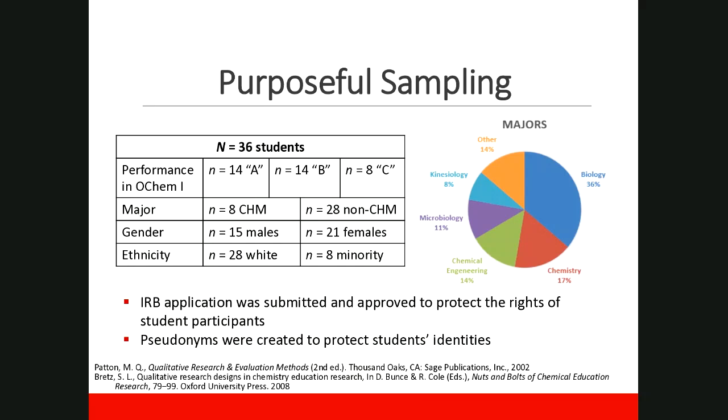As you can see, the majority of our participants are biology majors, we have chemical engineering majors, and so forth. An IRB application was submitted and approved prior to starting data collection. And we assigned pseudonyms to each student in our sample to protect students' identities.